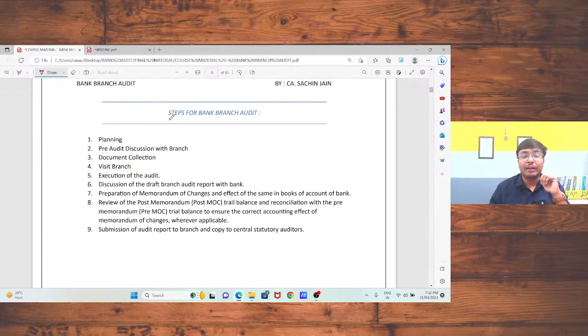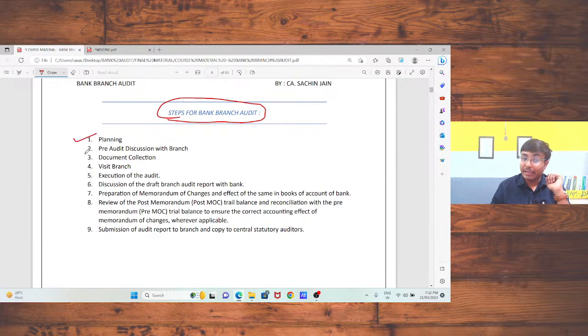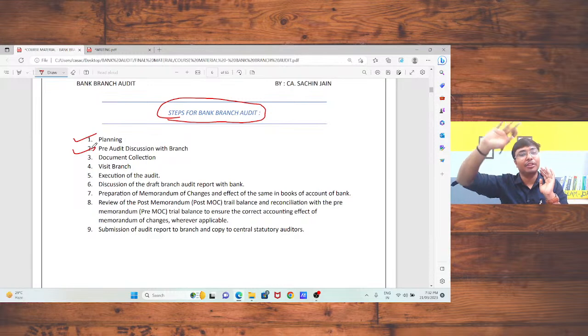Now, the steps for conducting the bank branch audit in a specific and efficient way. First, you do the planning. Second, the pre-audit discussion with the branch. You should discuss each and everything with the branch manager, that sir, we require the following documents.